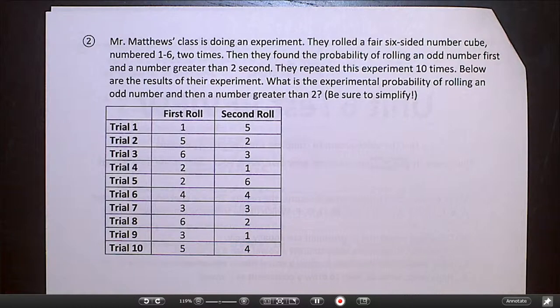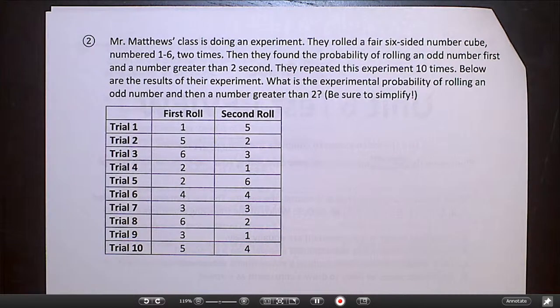Number 2 says, Mr. Matthews' class is doing an experiment. They rolled a fair 6-sided number cube, numbered 1 through 6, 2 times. So I'm rolling a die 1 time, and then I'm rolling a die the 2nd time. It's numbered 1 to 6, just like a normal number cube. They found the probability of rolling an odd number first, and a number greater than 2 second. Okay, so we want to stop there, and we want to identify these 2 things.